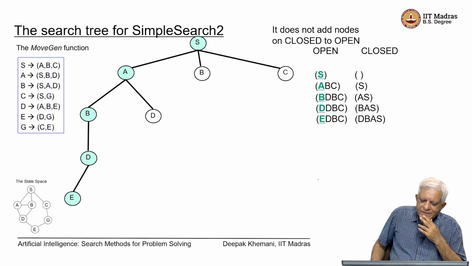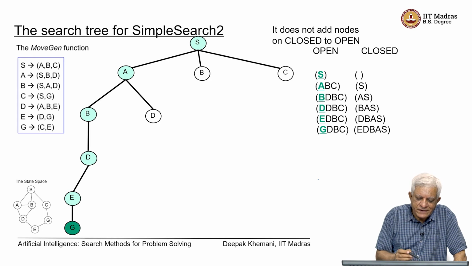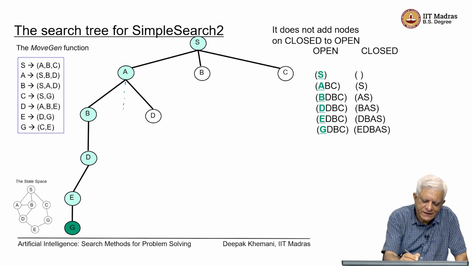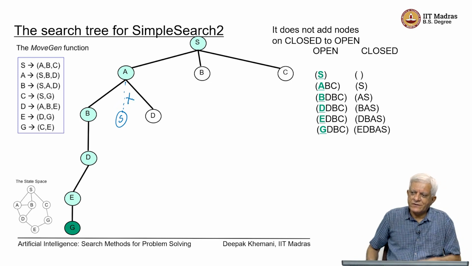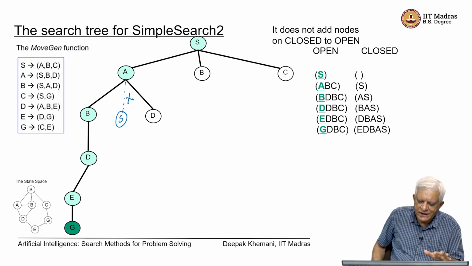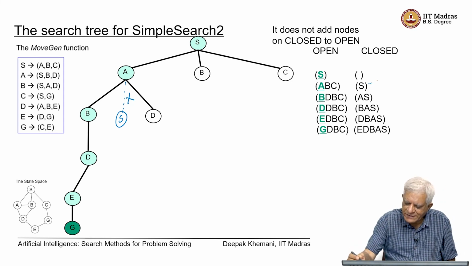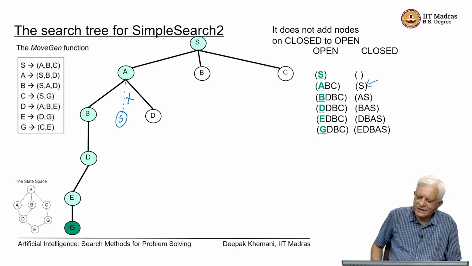You can see, for example, when we generated the children of A, you went from S to A, then you picked A and generated the children of A. That S that could have been there, because from A you can go back to S, is not added, because now we have this test that before adding, check whether it is on closed or not, and because S is on closed already, this is the closed list. So, since S is here, it is not added to A.